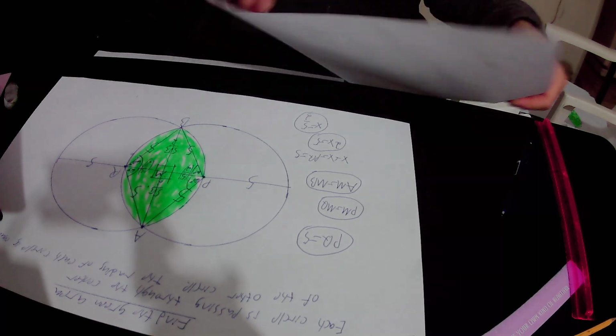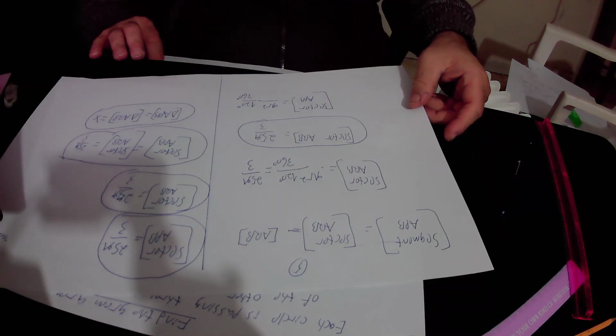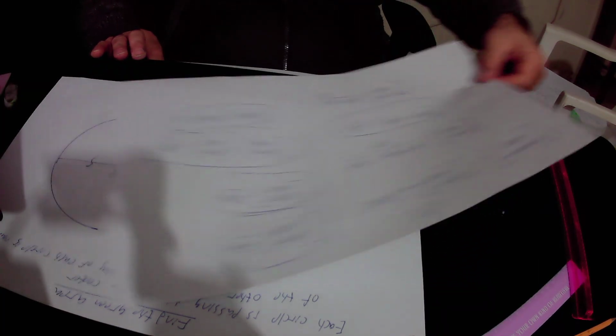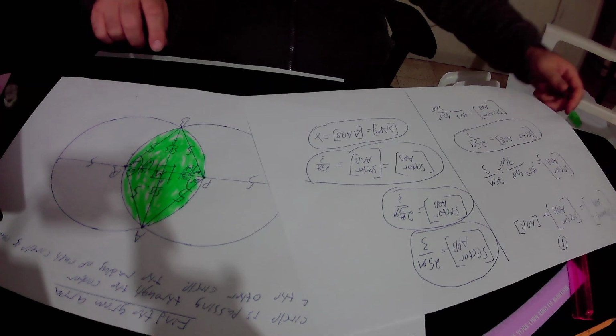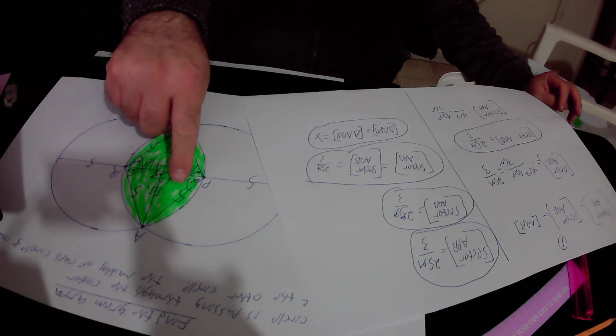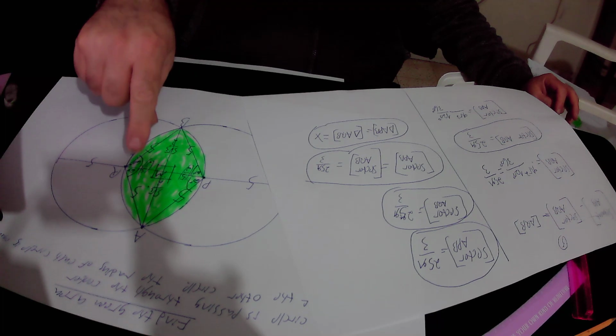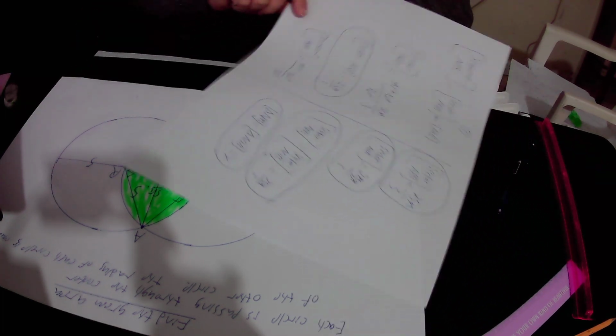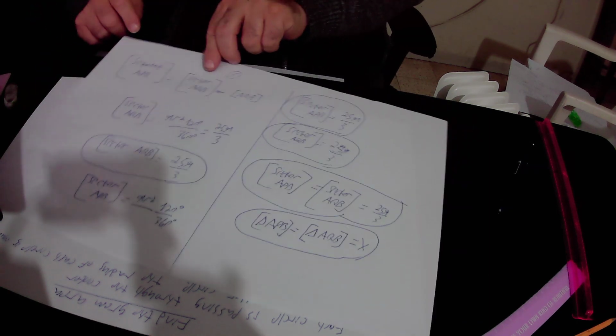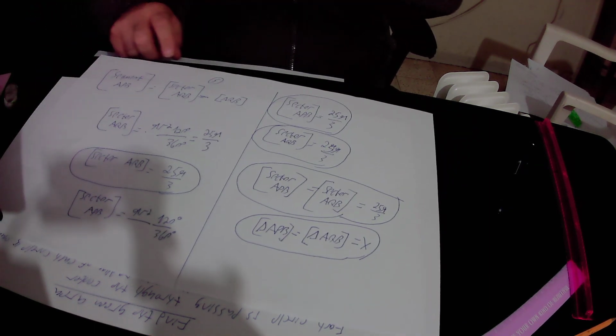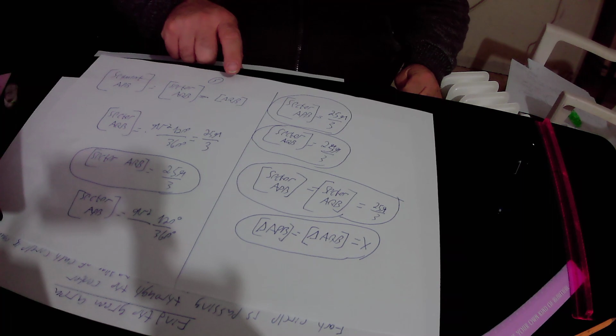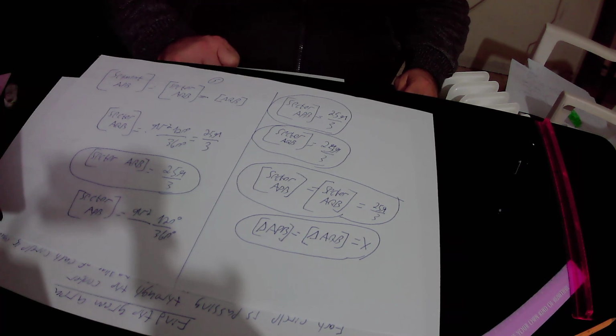Then, what is the area of segment APB? The area of segment APB will be equal to the area of sector AQB minus the area of triangle AQB.